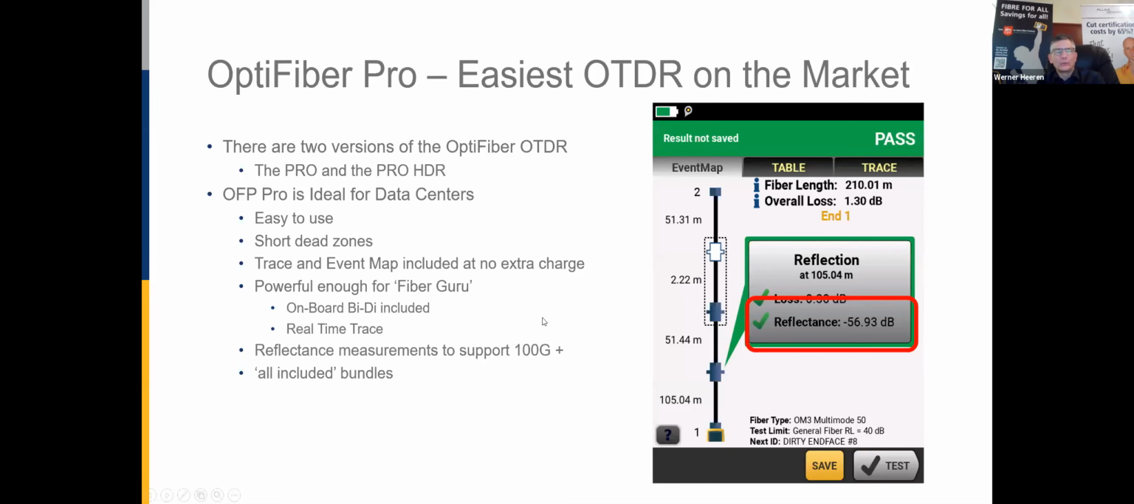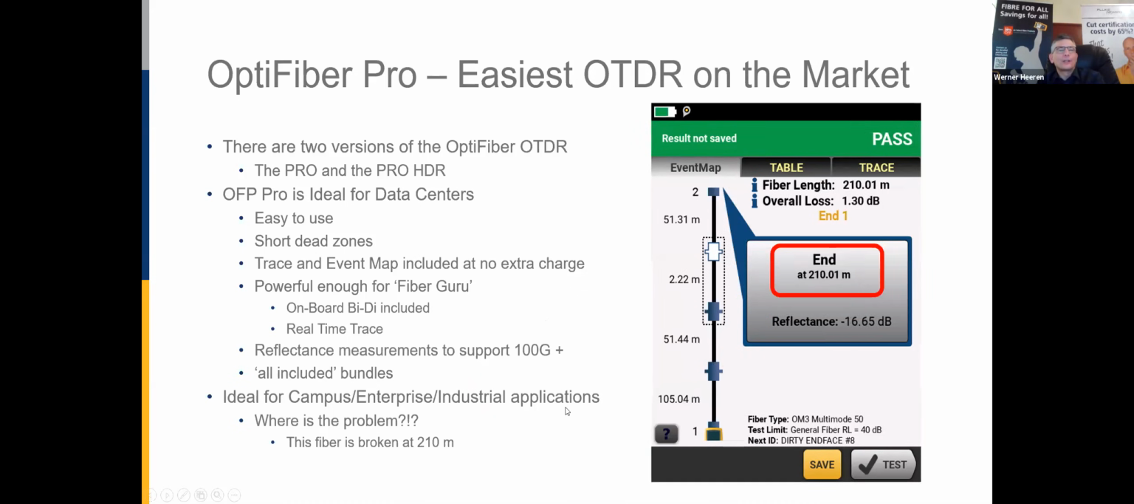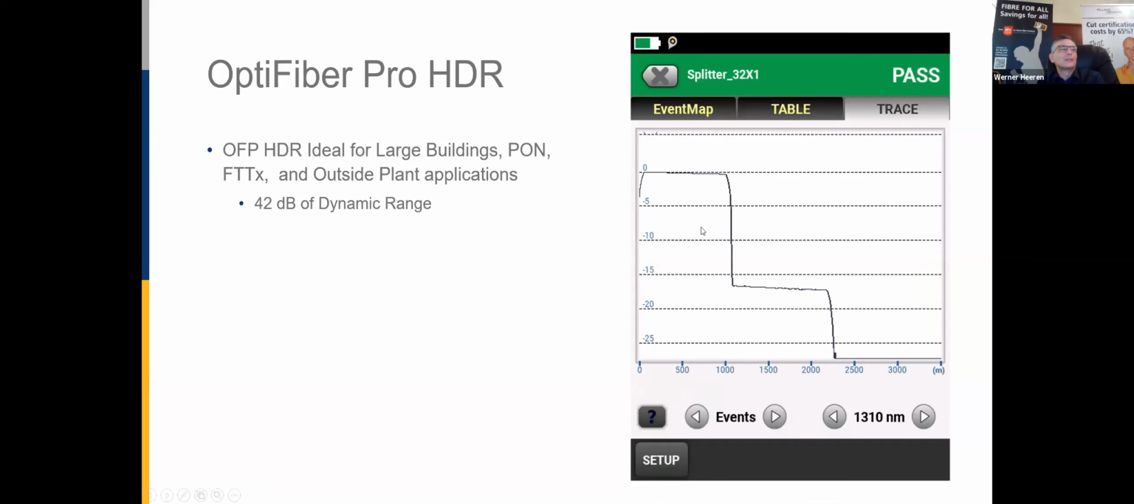So we have a very powerful fiber guidance built into the equipment. You see reflectance measurements; we do the reflectance measurements on the OTDR. It's ideal for campus, enterprise, and industrial networks. And what is a typical application? Where is the problem? Is it the connector? Where is it exactly? In this case, from the unit out, 105 plus 50 plus 2 plus 50, it's around 210 meters. There the fiber is broken, or that's the end of the fiber.